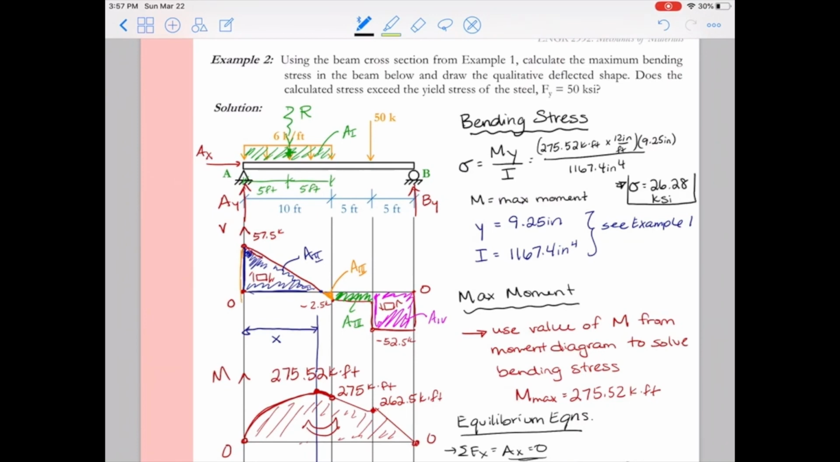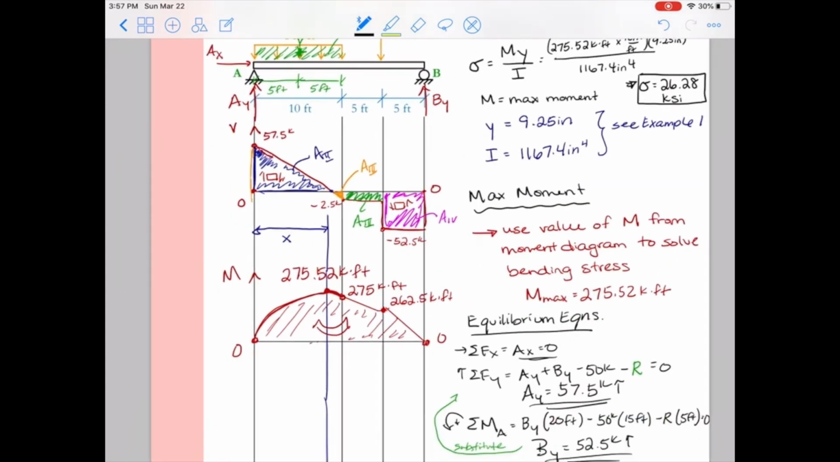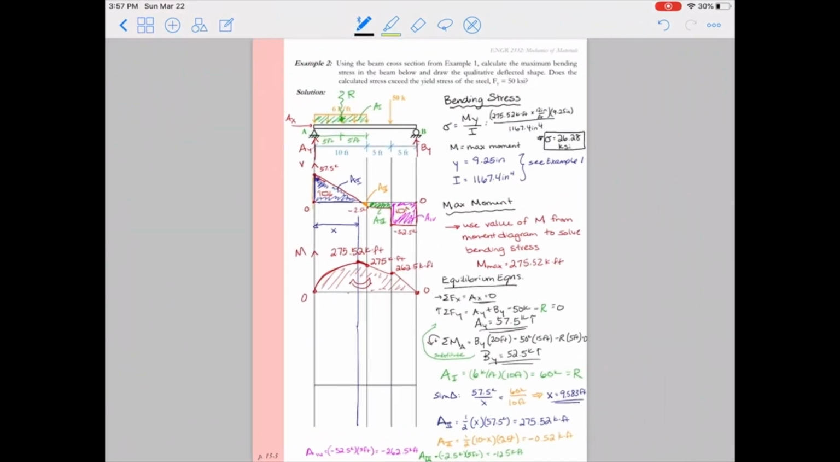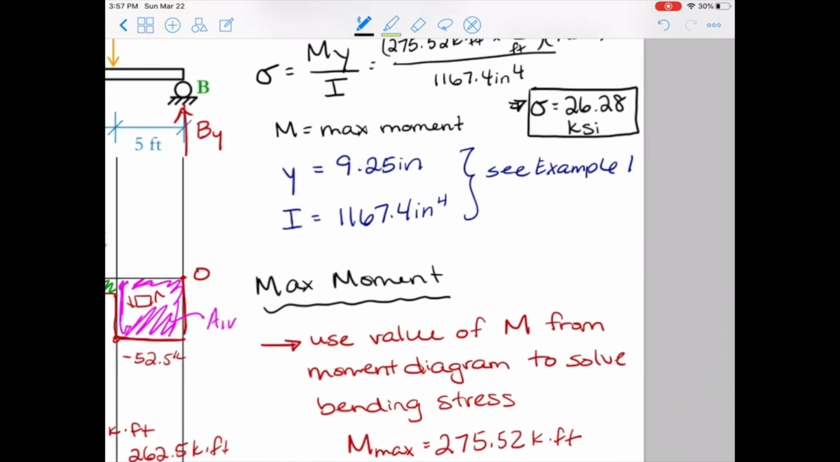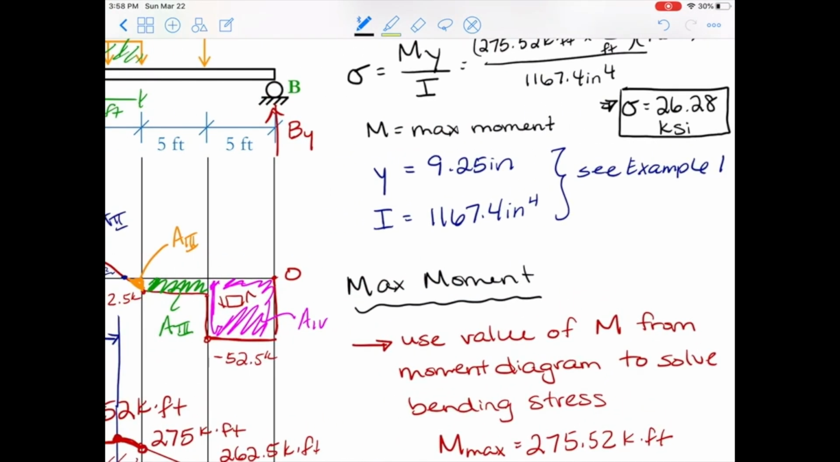The question asks us, does this calculated stress exceed the yield stress? Does 26.28 KSI exceed the yield stress of 50 KSI? That would be a no, it does not. So, kind of ran out of room on this paper, so I'll just super zoom in and squeeze this in there. No, the calculated stress does not exceed the yield stress of the material.